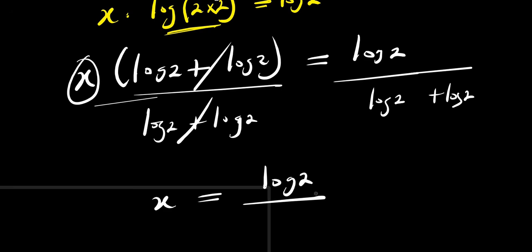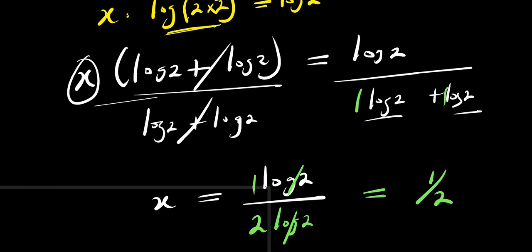log 2 divided by log 2 plus log 2, which is the same thing as 2 log 2. Remember, the equation of log 2 here is 1. The equation of log 2 here is 1. So 1 plus 1, that is 2 log 2. So log 2 cancels log 2. So what we are having here is that the equation of log 2 here is 1. This is 1 over 2. That is our value of x.